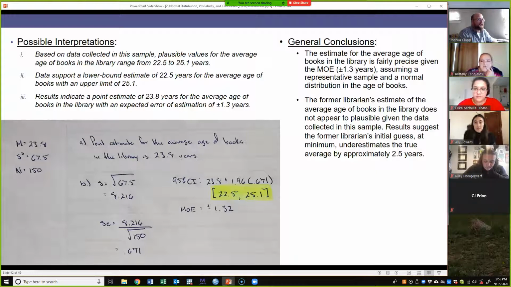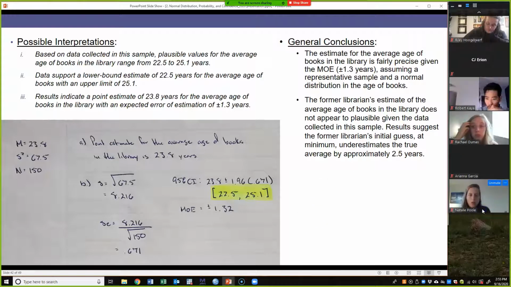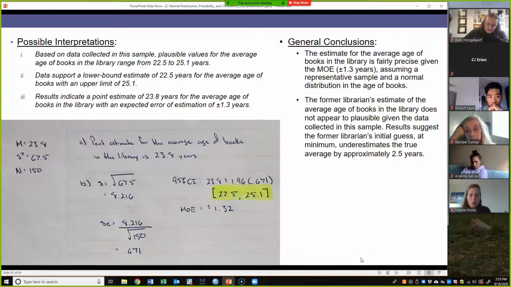And so someone tell me, I'm thinking my precision, just looking at my standard error, seems pretty good. Why is this? What's contributing to my pretty impressive standard error here? What do you think, Natalie?